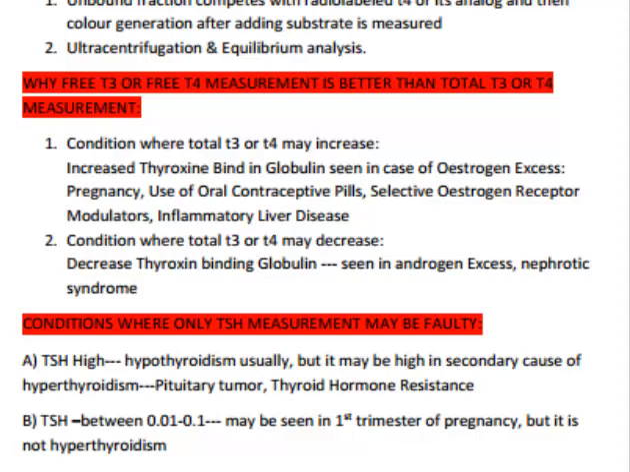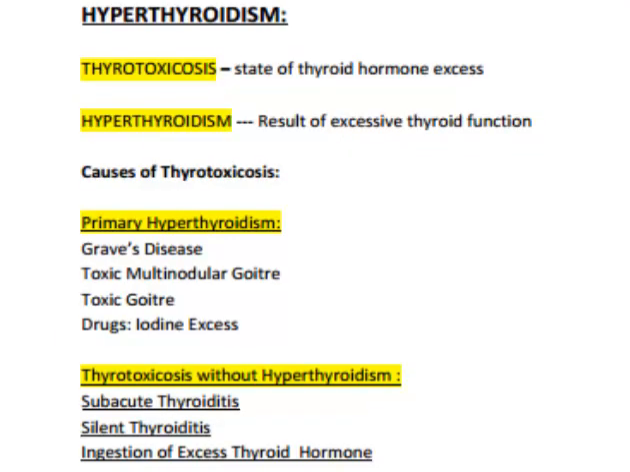Now, next we will know a little about what is hypothyroidism and hyperthyroidism. First, hyperthyroidism. Hyperthyroidism is a condition where there is excessive thyroid function. Another one is thyrotoxicosis. Thyrotoxicosis is a state of thyroid hormone excess. In hyperthyroidism, there will be thyrotoxicosis, but in thyrotoxicosis, there may be no hyperthyroidism.